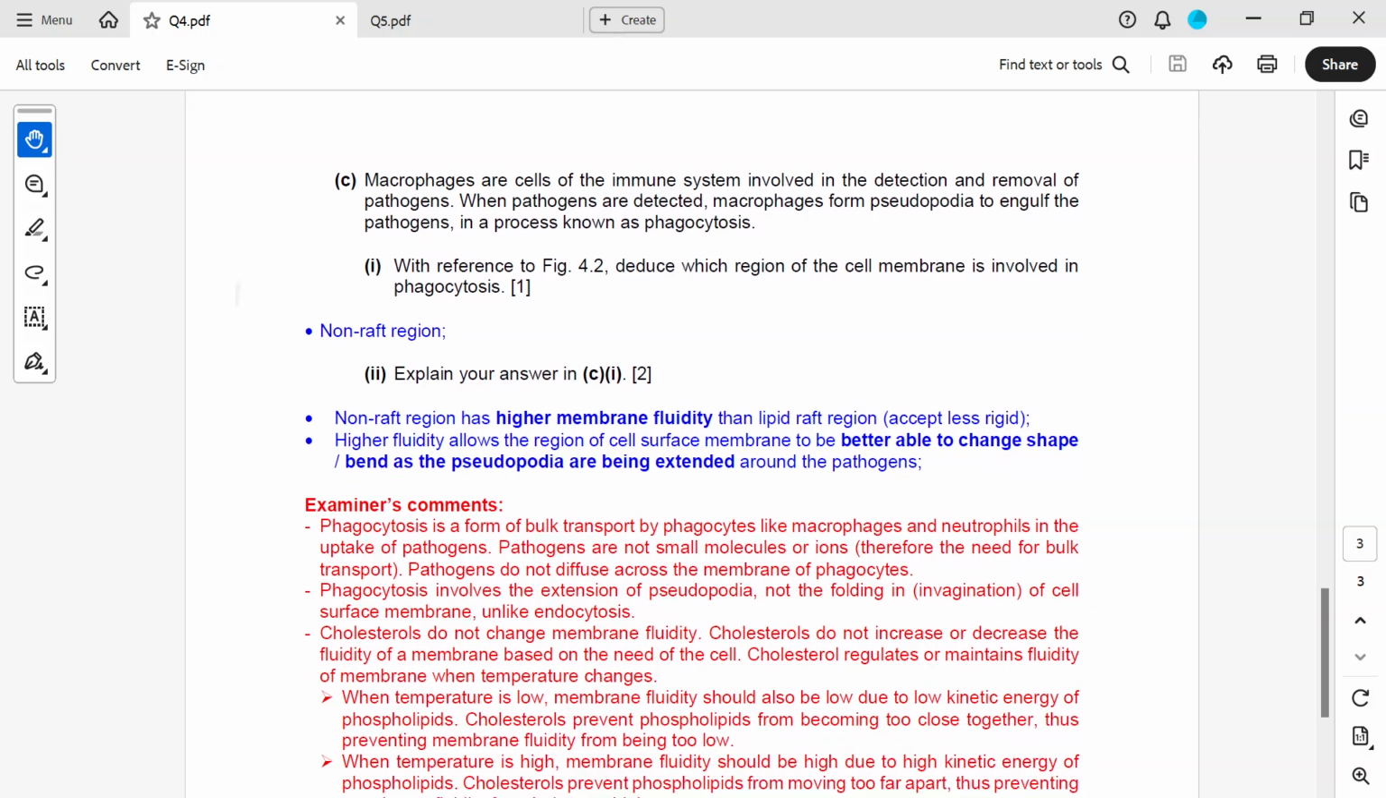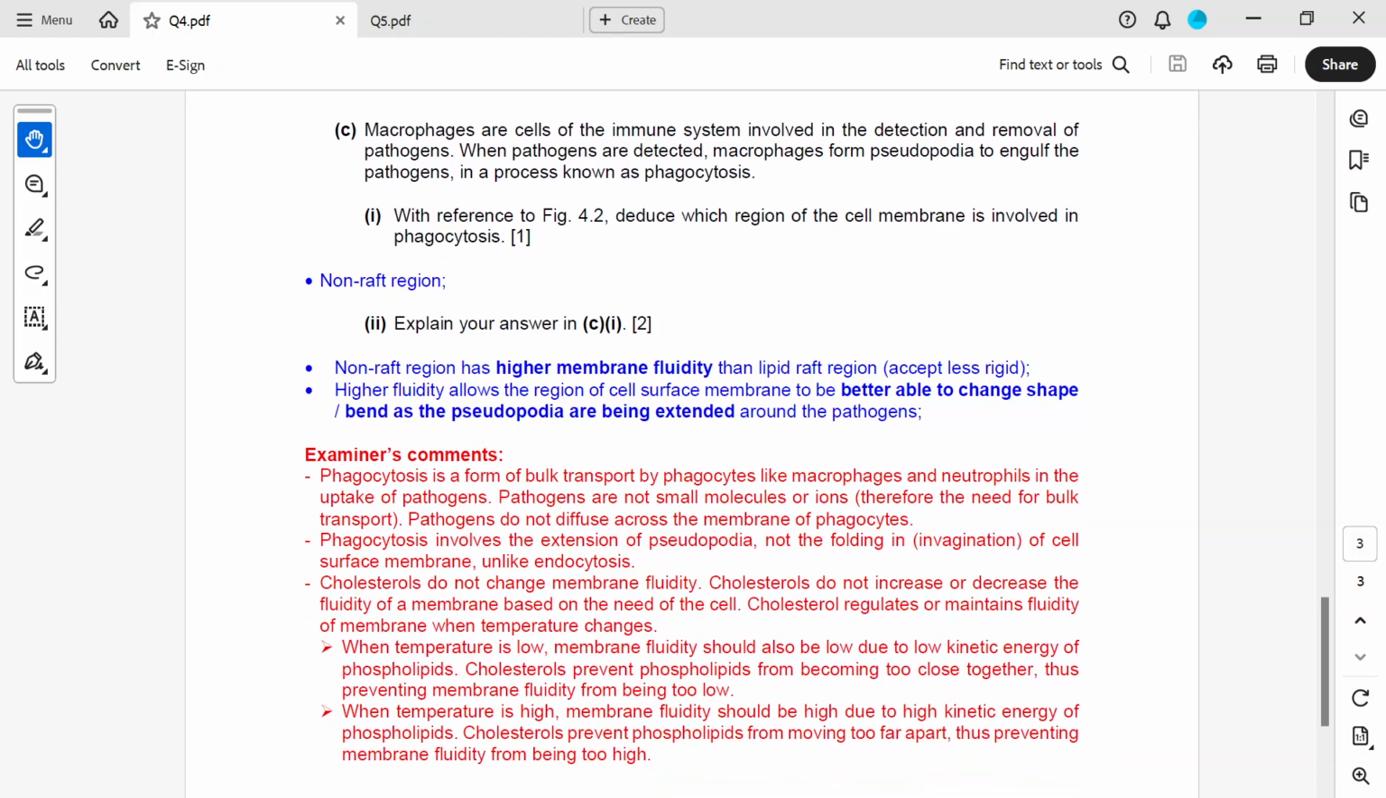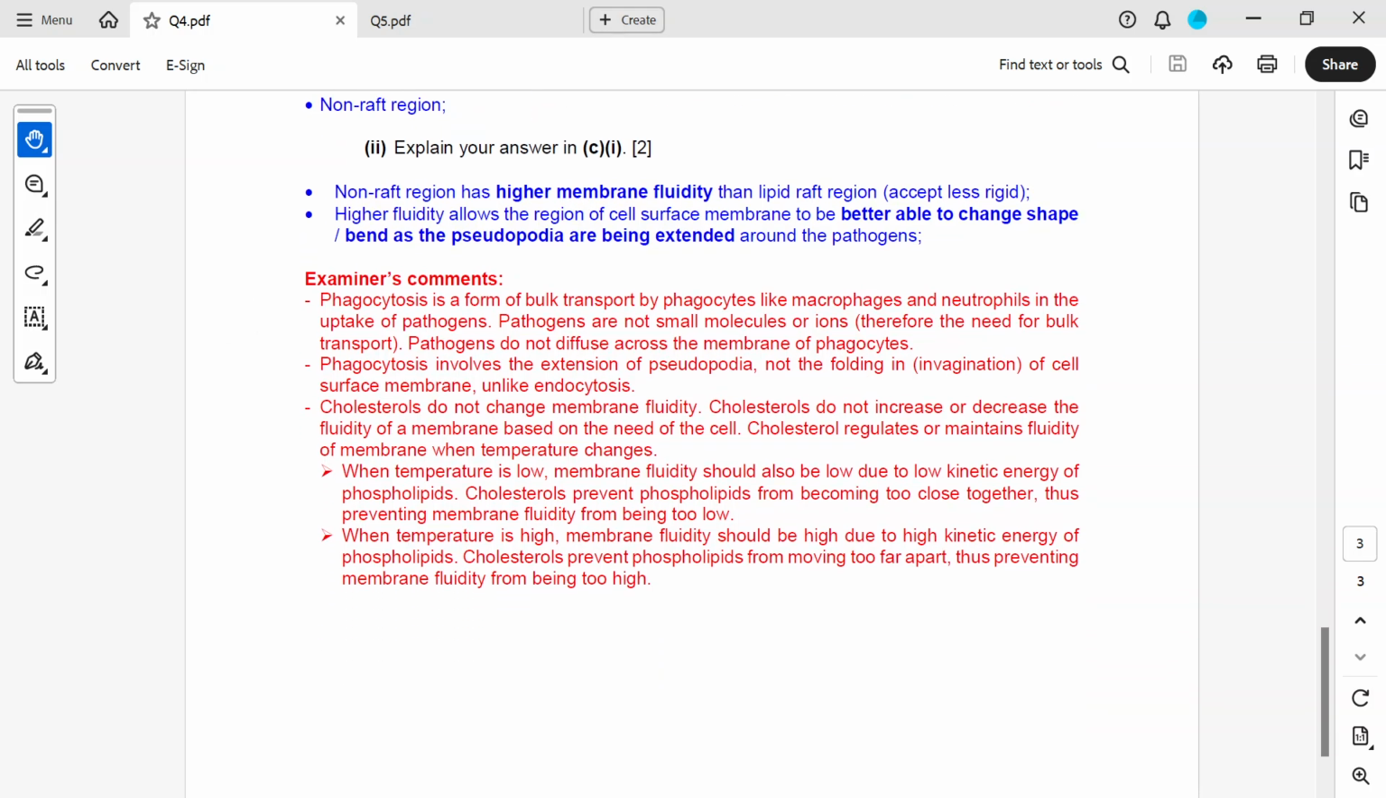Okay. Then there are a few more misconceptions on the role of cholesterol. I'm not going to go through it here because it's pretty basic and not many of you have made those misconceptions. So I'll leave you to read a bit of the comments or to study cholesterol on your own. If not, please look for your own tutors for clarification on the basics of the functions of cholesterol. Okay, so that is question 4.